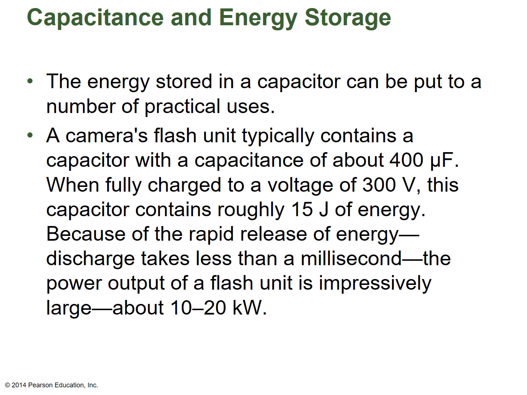The energy stored in a capacitor can be put to a number of practical uses. A camera flash, for example. A camera's flash unit typically contains a capacitor with a capacitance of about 400 microfarad. When fully charged to a voltage of 300 volts, this capacitor contains roughly 15 joules of energy. Because of the rapid release of energy, this discharge takes less than a millisecond. The power output of a flash unit is impressively large, about 10 to 20 kilowatts.